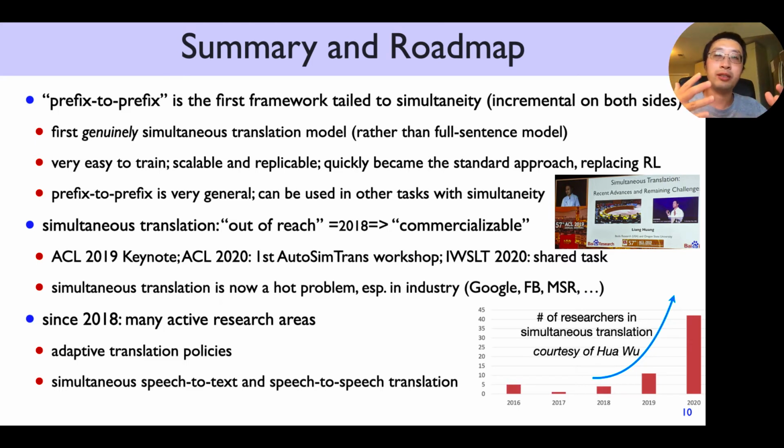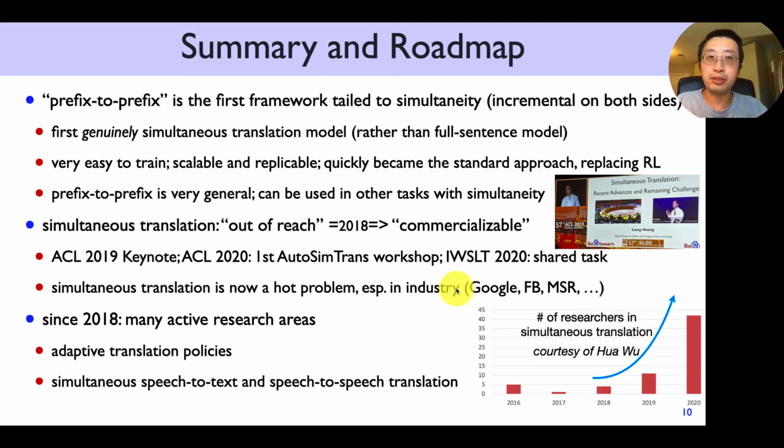And it's very easy to train, very scalable and repeatable, and quickly became the standard approach, replacing RL. And it's very general, can be used in other tasks such as simultaneous TTS and incremental parsing and so forth. And more importantly, our work changed the view of simultaneous translation from largely out of reach by the current technology, one of the hardest problems in AI, a holy grail of AI, to something that is very quickly becoming commercializable.